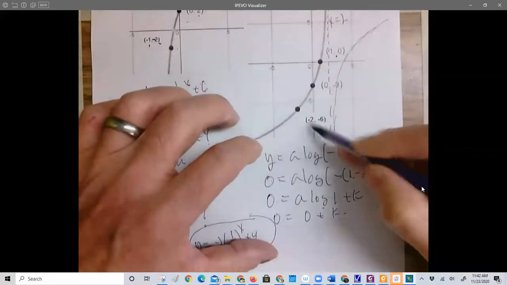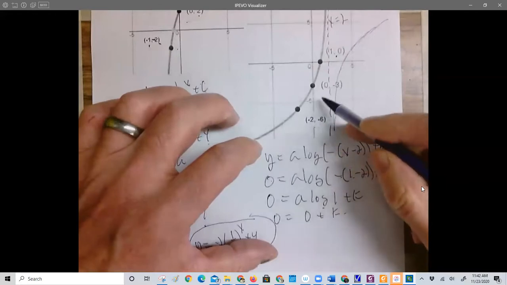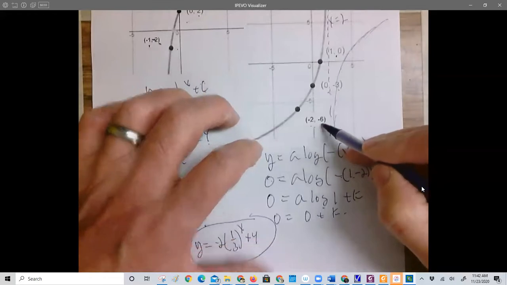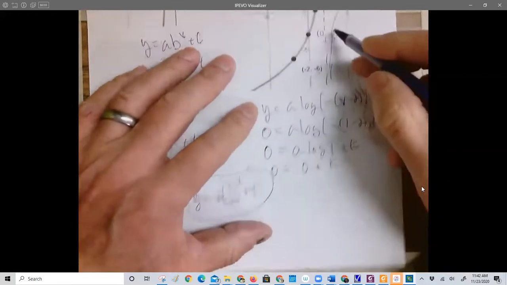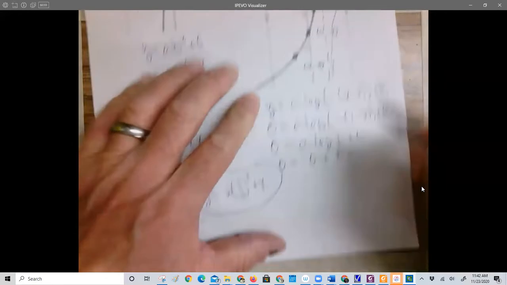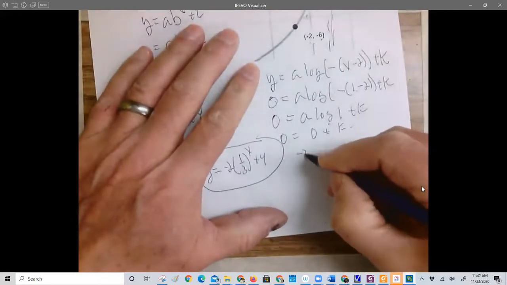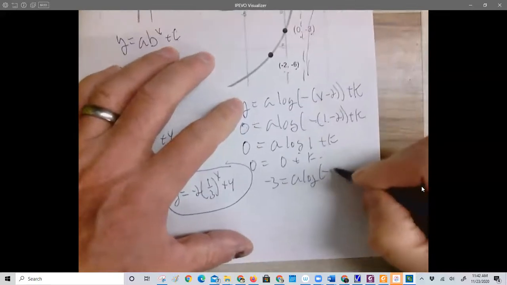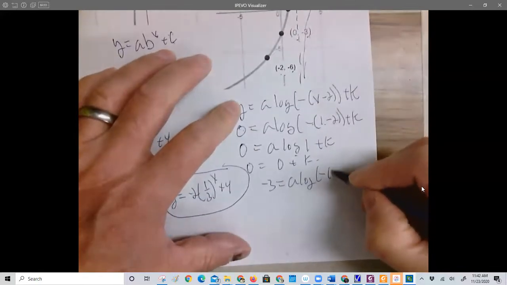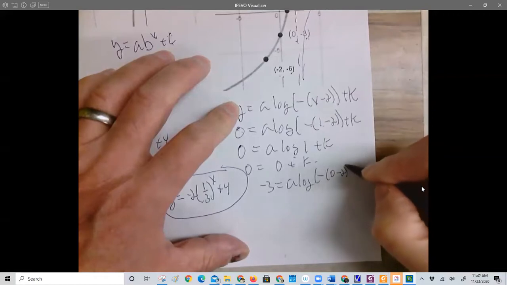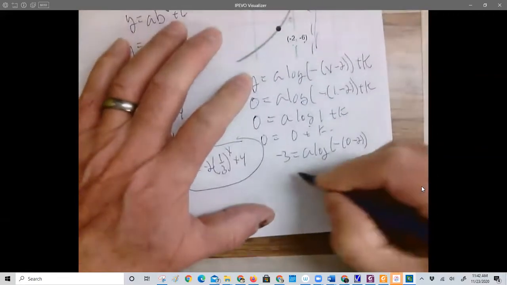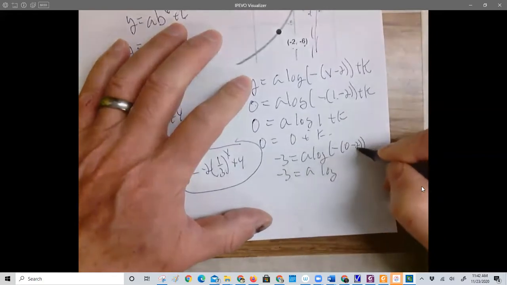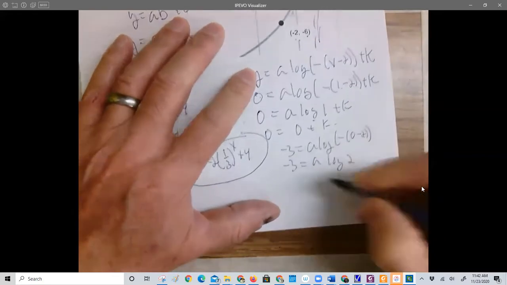So now I'm going to pick this other point that I gave you. We could do 0, -3. We could also do -3, -2, -6 would get the same answer. I think I'm going to take the 0, -3. So -3 equals a times the log of -0 minus 2, and k is 0, so we don't have to worry about that. So -3 equals a times the log of -2 is +2.